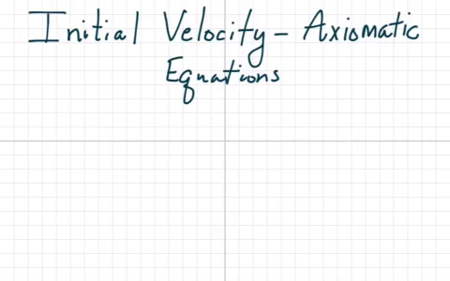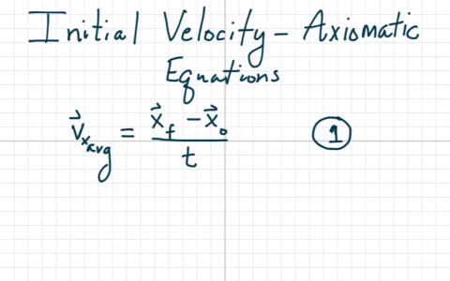The first axiomatic equation is going to be this. It's going to be the average velocity in x, and it is a vector, equals the displacement in the x direction over t. This is going to be our first equation.